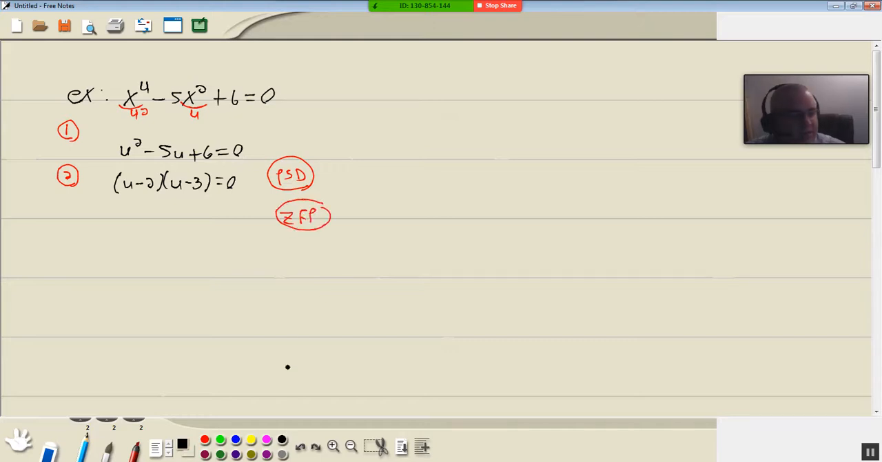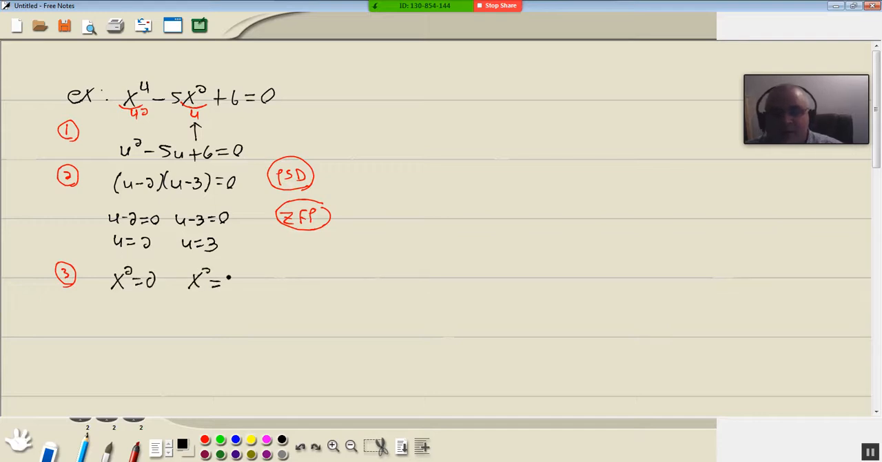Zero factor property. You get 0 on one side, you factor the other side, you set each factor equal to 0. So set U minus 2 equal to 0 and U minus 3 equal to 0. So that gives us U is equal to 2 and U is equal to 3. But then step 3. Plug U equals blank back in. So whatever we said U is equal to right up here is now where we're going to plug in. We said U is equal to x squared, so we're going to replace the U here with x squared.